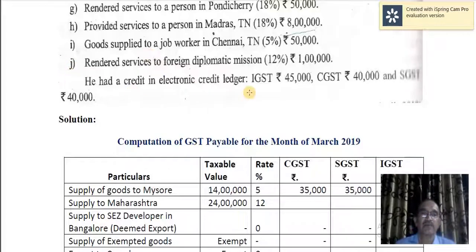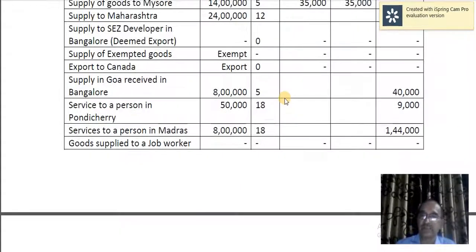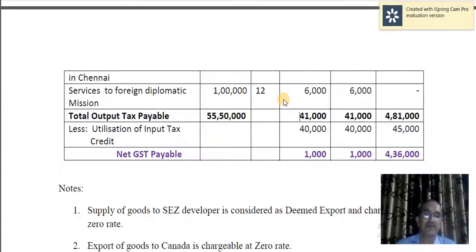Now input taxes are given, input tax credits are given, it is given in the problem, you might have already observed. So here credit in electronic credit ledger, these are nothing but input tax credits. Now first what you have to do is consider IGST output tax. Then you have to see IGST input tax. They must be compared. Okay, 4,81,000 output tax, 45,000 is the input tax. So there is deficit or shortage of 4,36,000. Only if there is surplus, then it should be utilized for paying CGST and SGST.